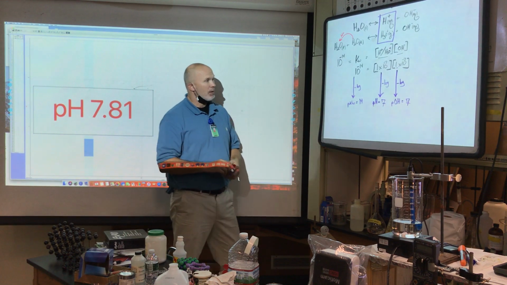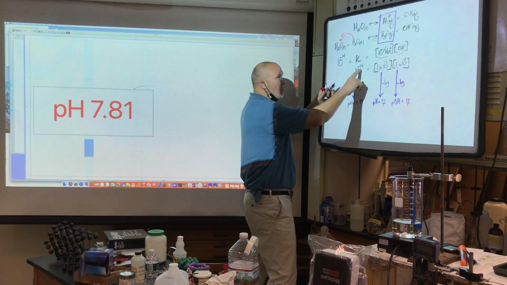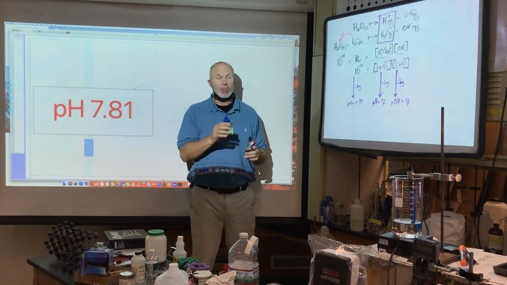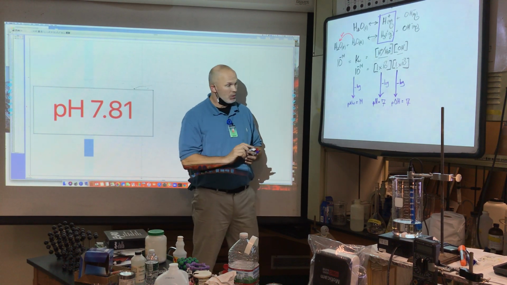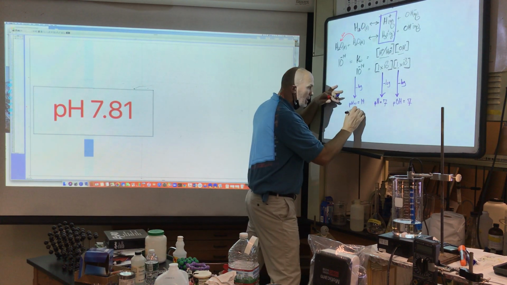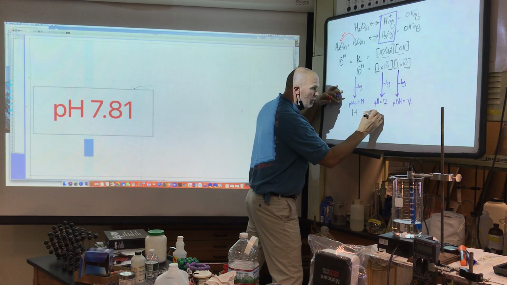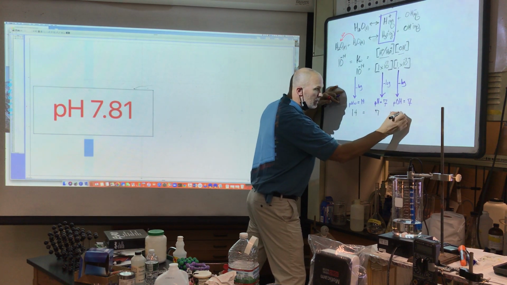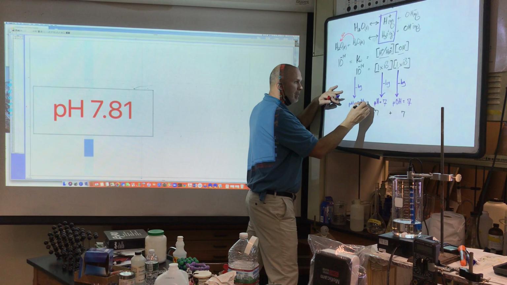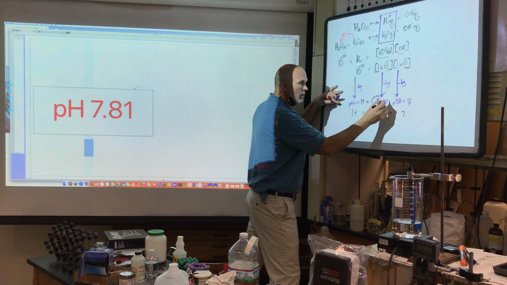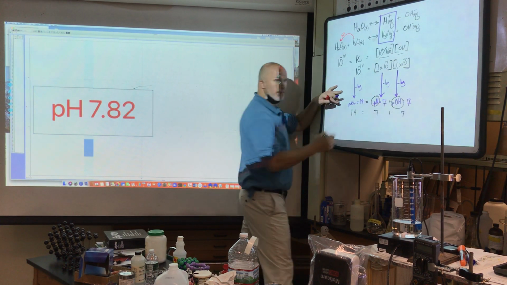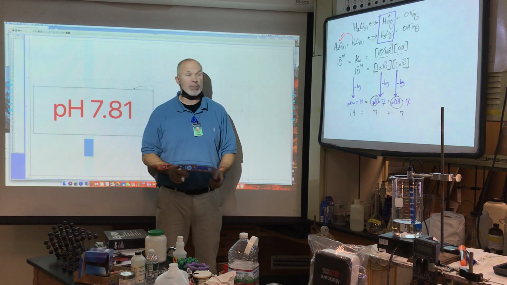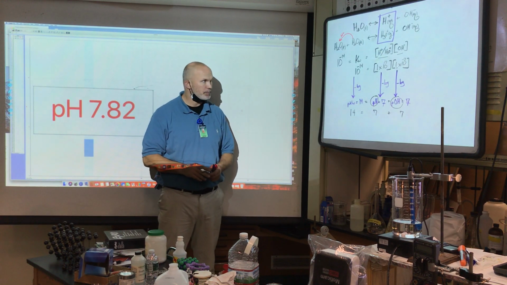So they do that. Now, notice something. Because these are exponents, what do we know? When you multiply them, aren't you adding them? So check it out. 14 is equal to 7 plus 7. The pKw equals the pH plus the pOH. Okay, it's going to simplify things as we do some problems today.